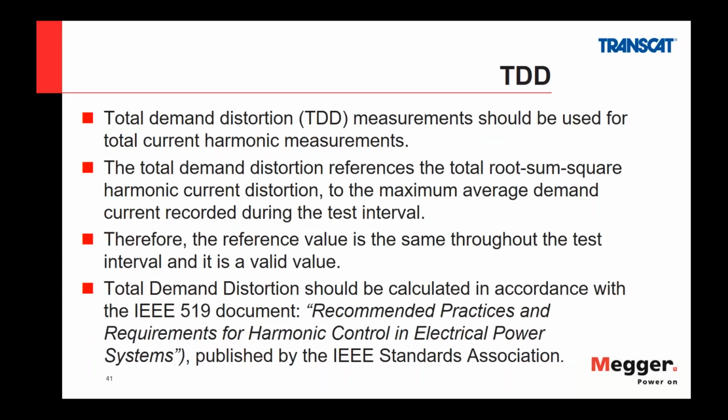Total demand distortion, or TDD, measurements is what we would want to use for current harmonic measurements. It references the total root mean square harmonic current distortion to the maximum average demand current recorded during the test interval. Therefore, the reference value is the same throughout the test and is a valid value.